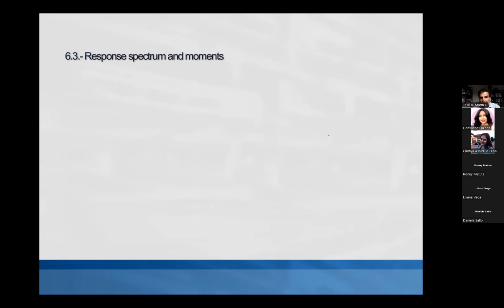We have the spectral density of the wave elevation, of the free surface elevation, multiplied by the rho.